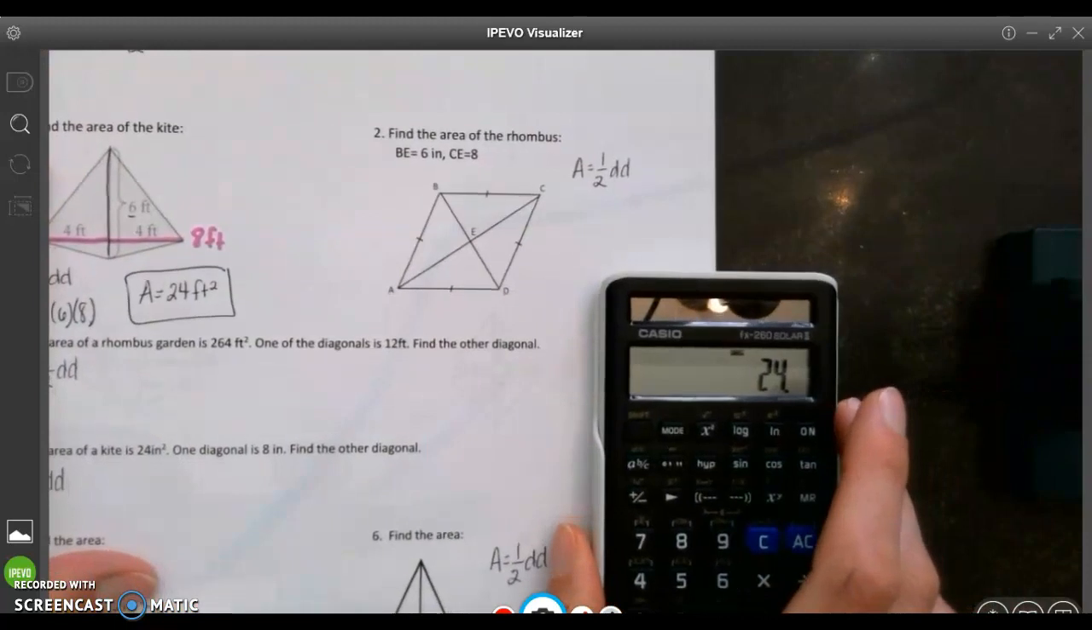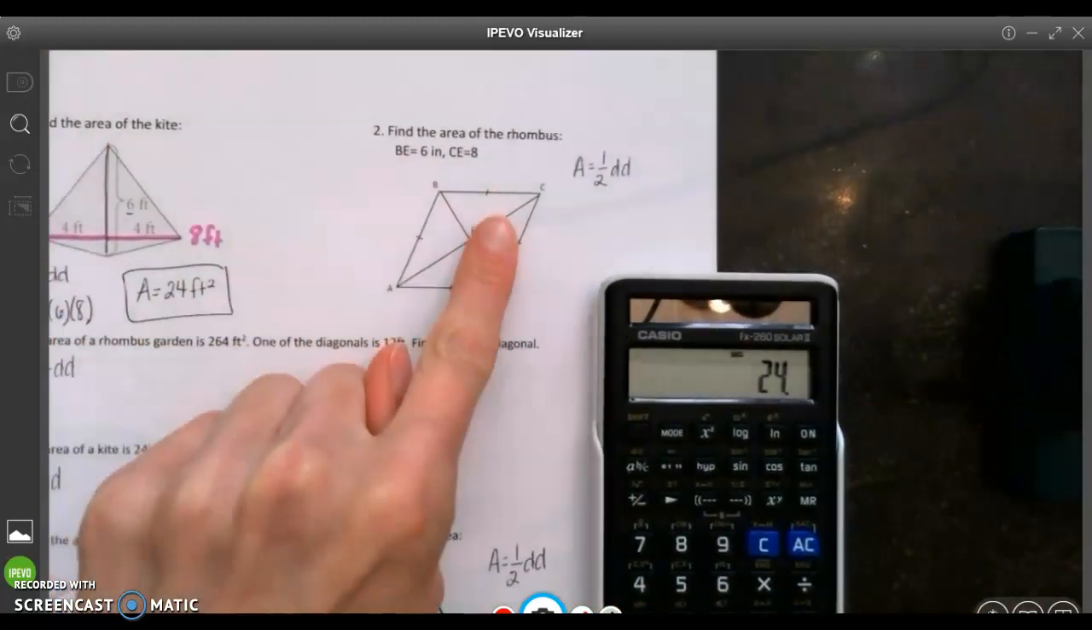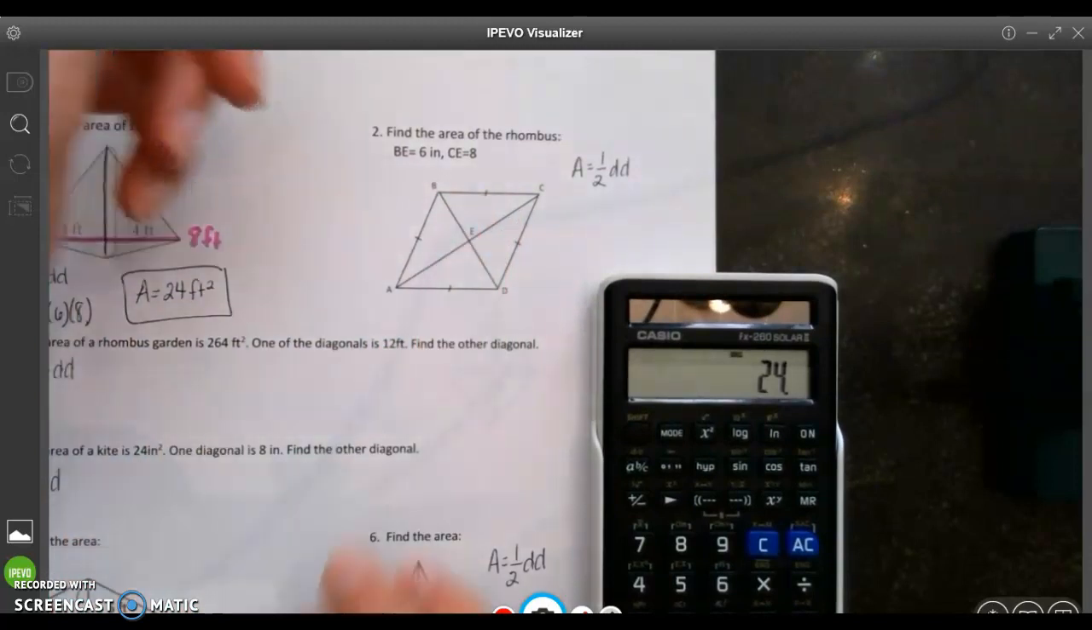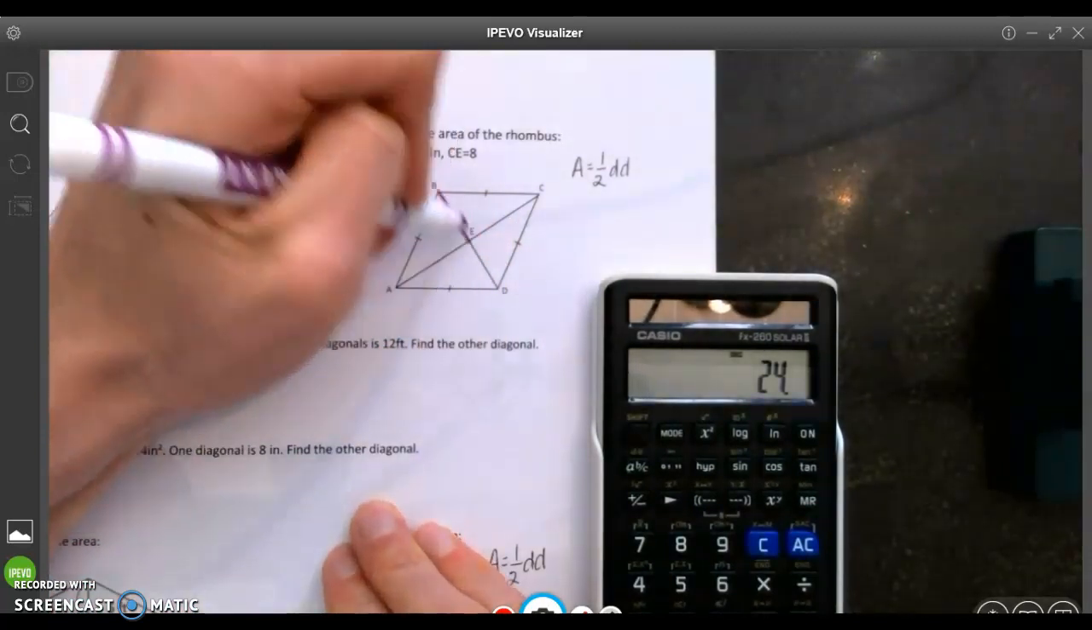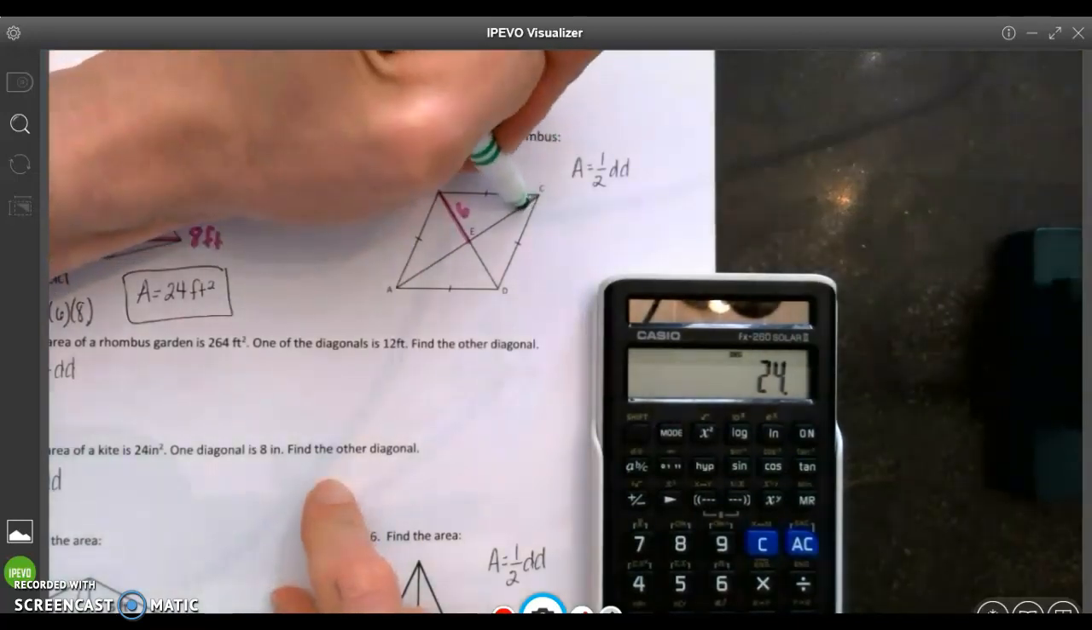So when I move on to this one, find the area of the rhombus. So the first one was a kite. This one is a rhombus. BE is 6. So this is 6. And CE is 8.